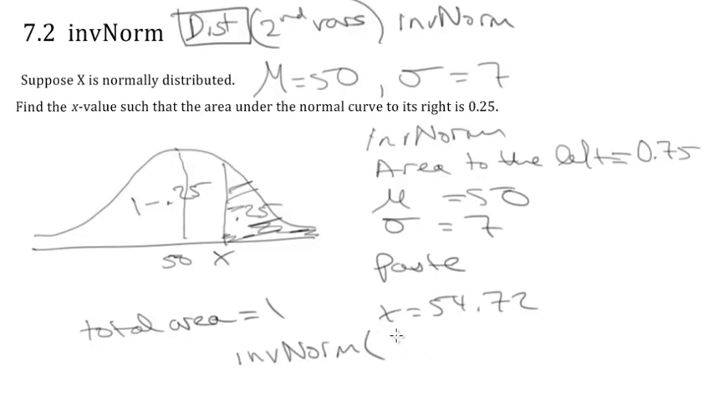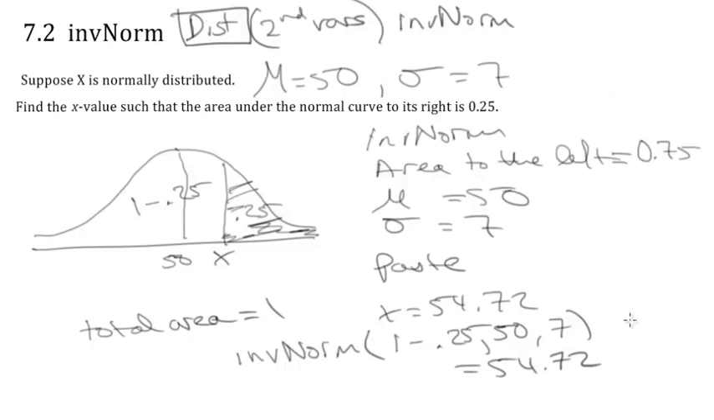And you know, your calculator is pretty smart. You don't actually have to compute what 1 minus 0.25 is. You can just put that in there, and it'll figure out that that's 0.75. 50 and 7. It still gives you 54.72.